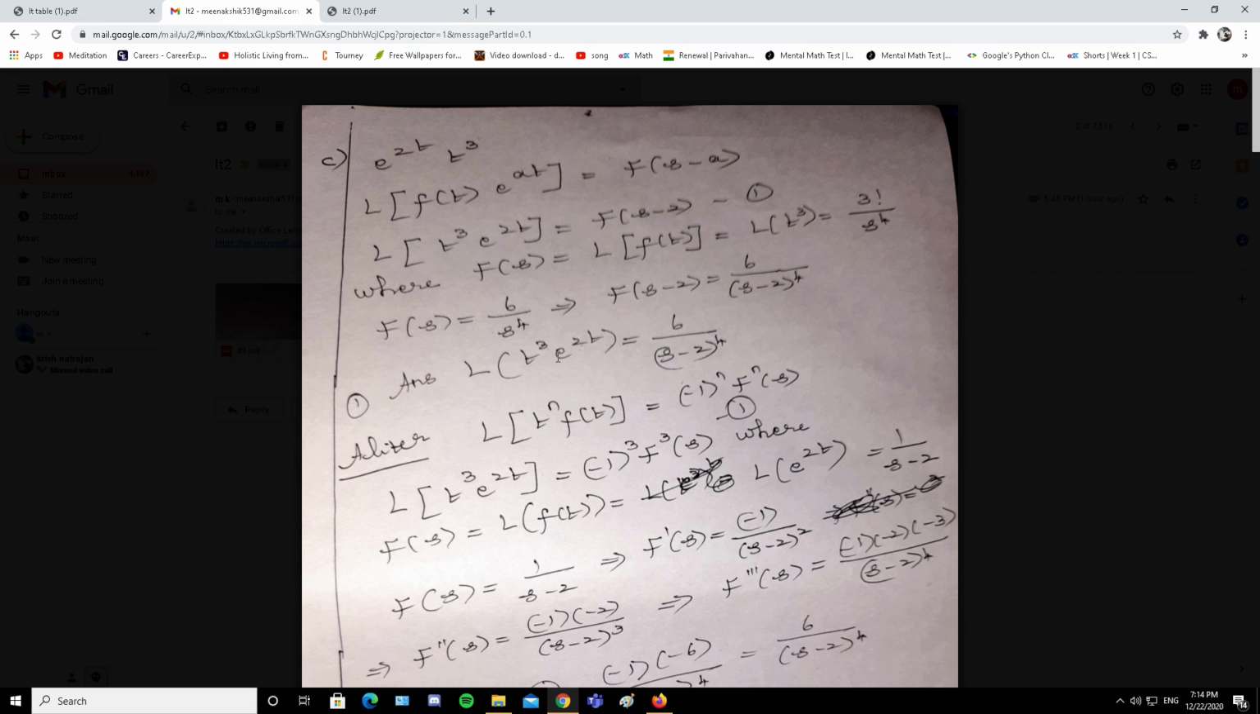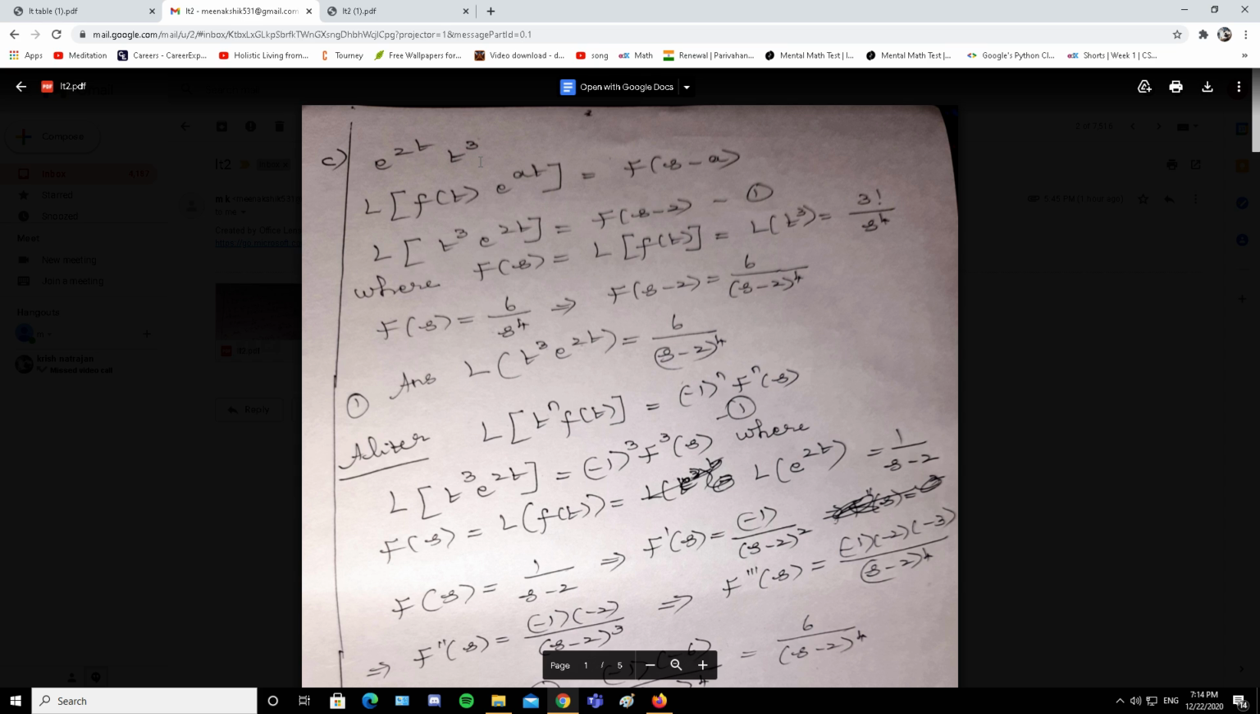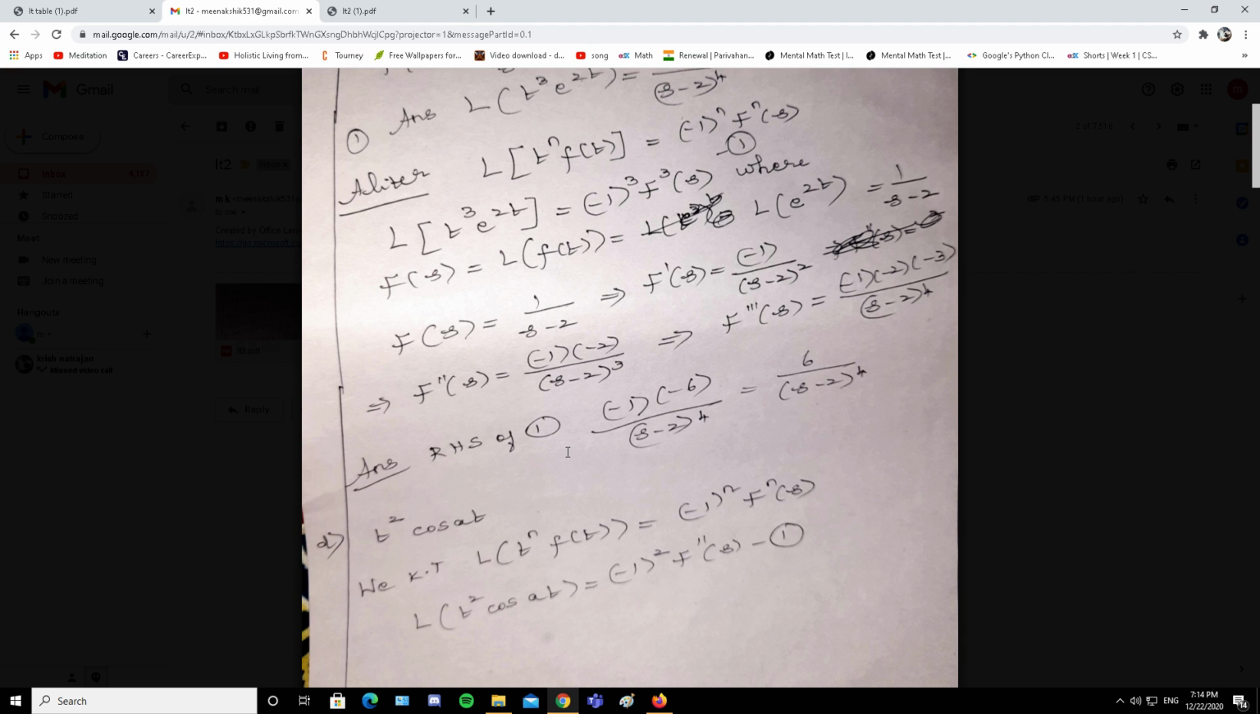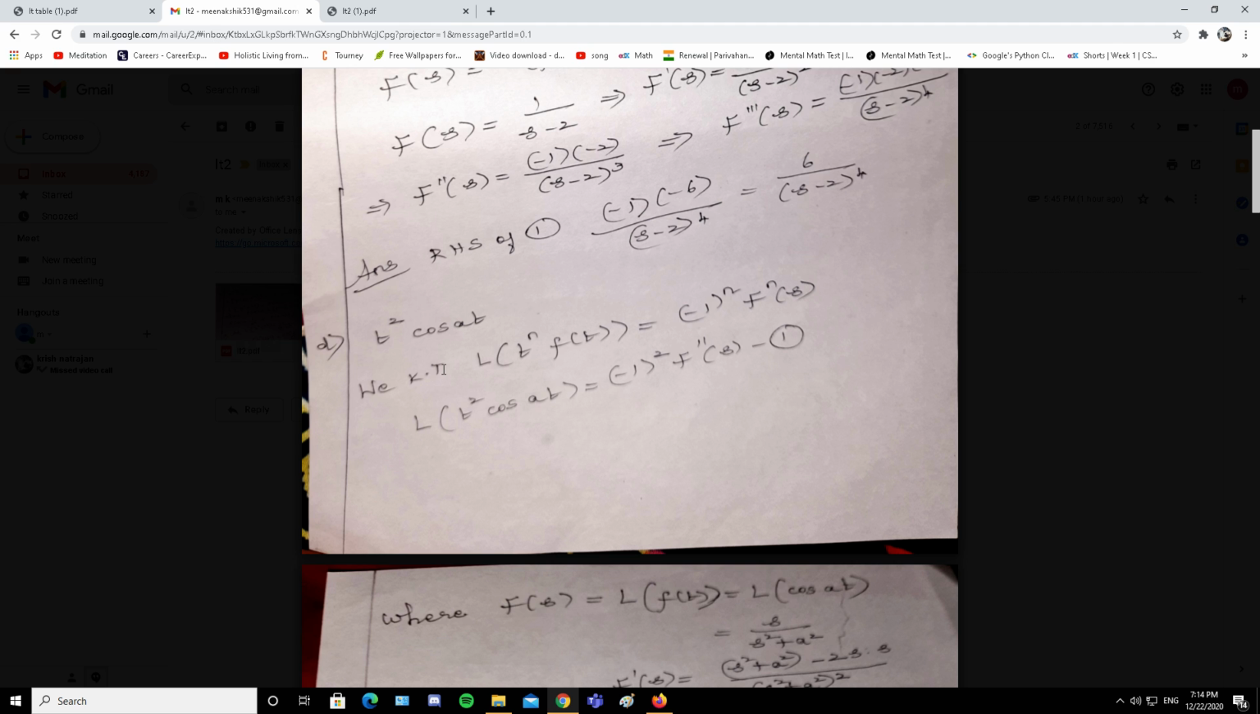So if you have the choice, whenever you have the product of an exponential with a polynomial function, give preference to the shifting property, because it saves time. The shifting property will save time compared to finding the transform using the derivative. Now we have the second problem, t square cos a t.